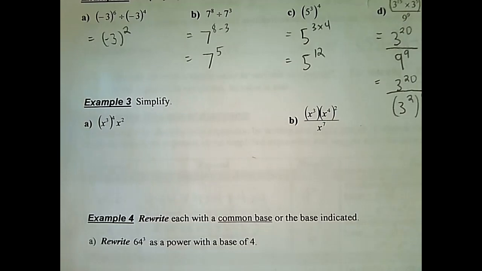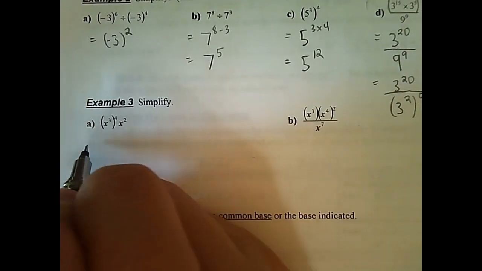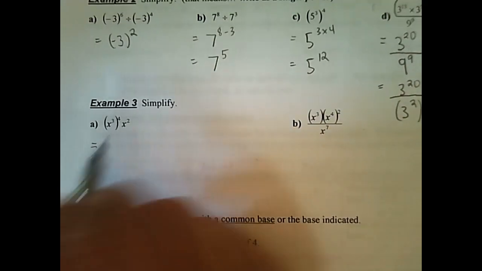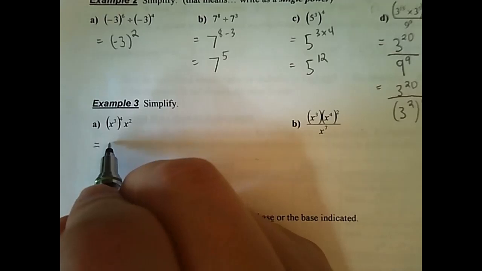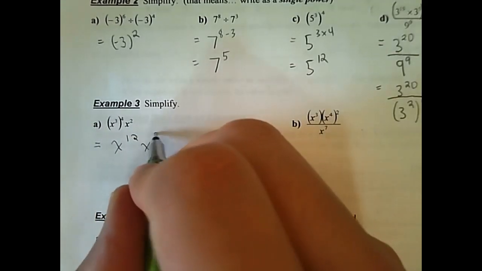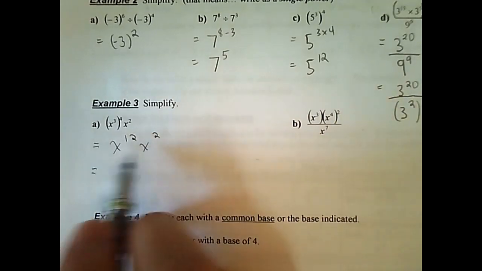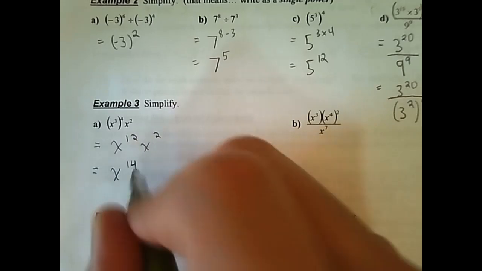Example 3 says simplify, so we're going to do the same thing. We're going to write this as a single power. So first thing I'm going to do, x to the power of 3, to the power of 4 here. I'm going to multiply those, so I get x to the power of 12. And now these two x's are being multiplied together, so I'm going to add the exponents to get x to the power of 14.